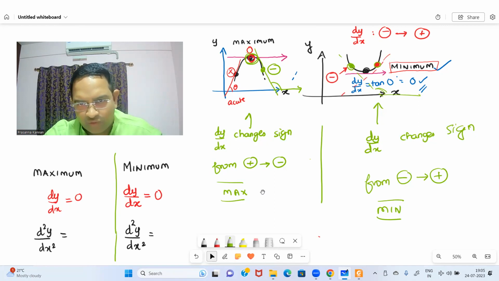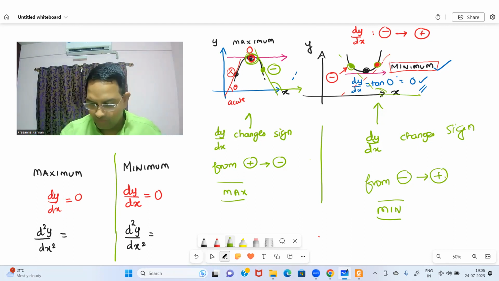Now, very simple. Let's look at the minimum first. At the minimum, if you see, can you tell me, dy by dx changes sign from what? Negative to? Positive. Is that understood, Evelyn? Yes, sir. So first it was negative, now it is positive, correct? So what is the change in dy by dx? Final minus initial. What is the final? Final is plus, initial is minus.